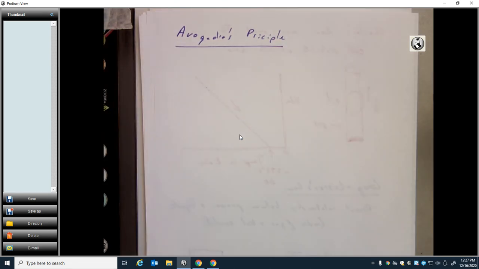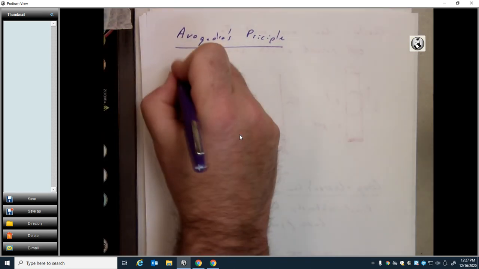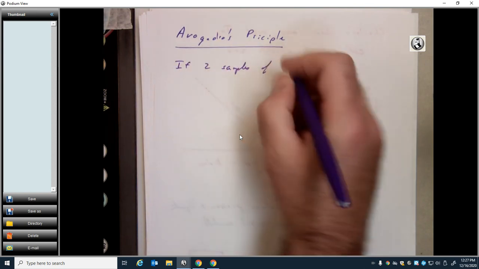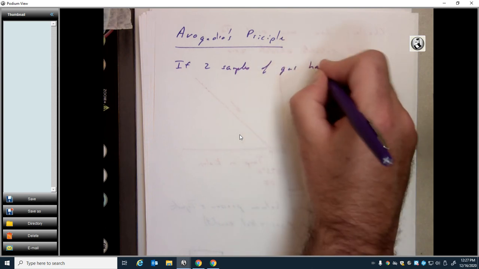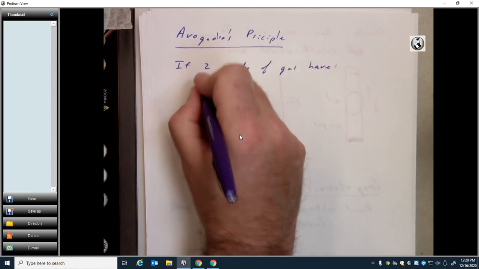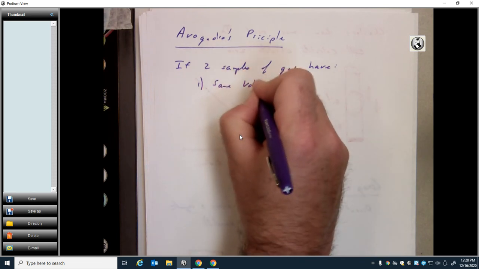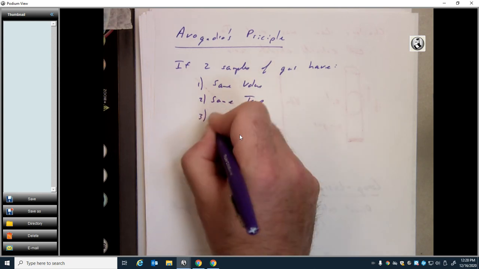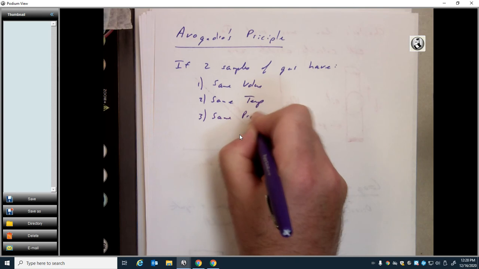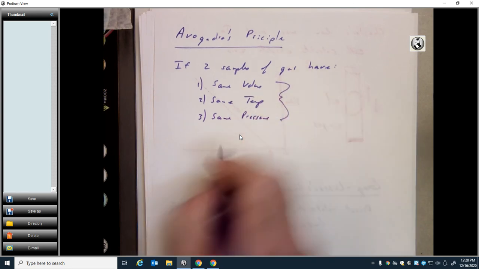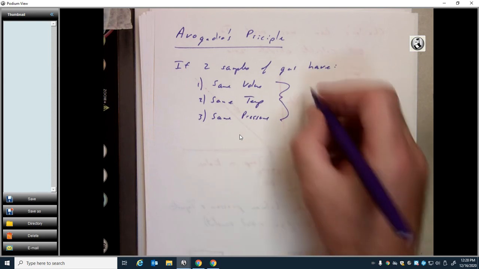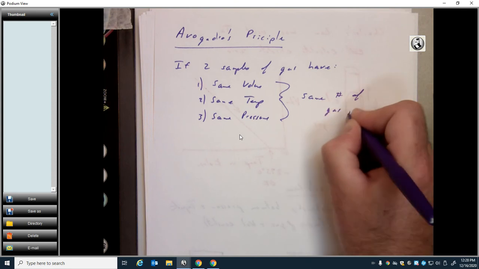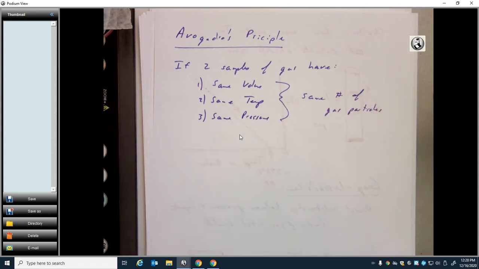Let's talk about Avogadro's principle. If two samples of gas have the same volume, same temperature, and same pressure, if both samples of gas have the same exact things, that tells us that they have the same number of gas particles in the samples. Same number of gas particles.